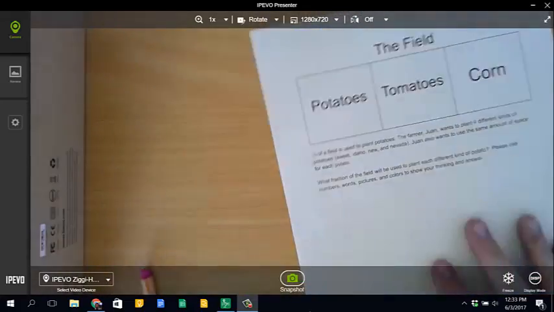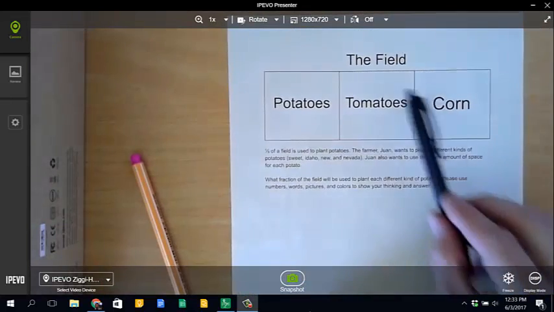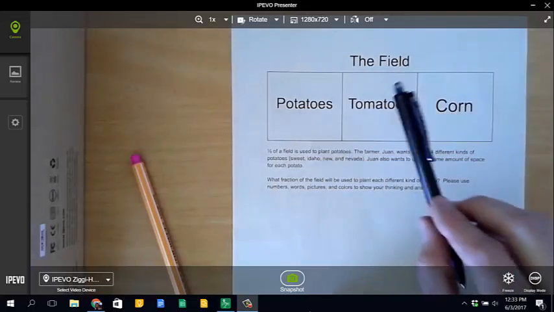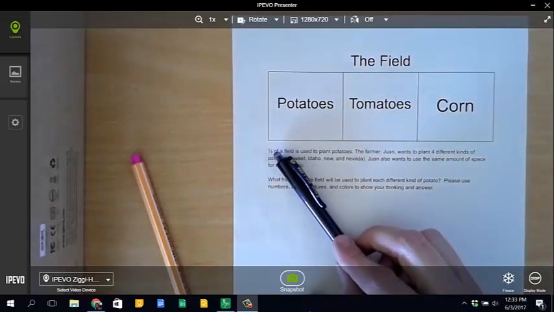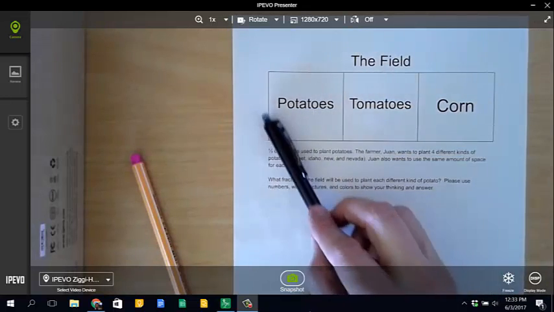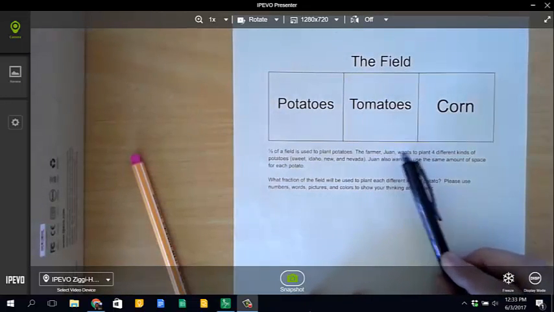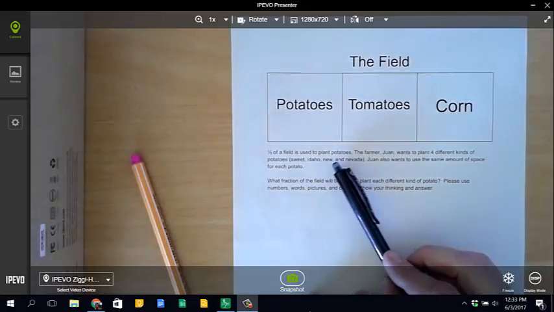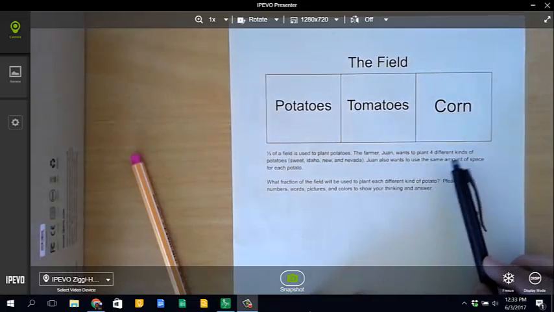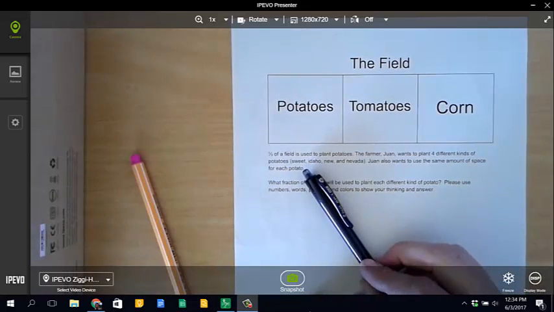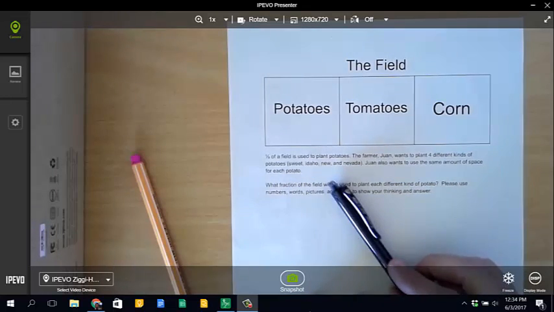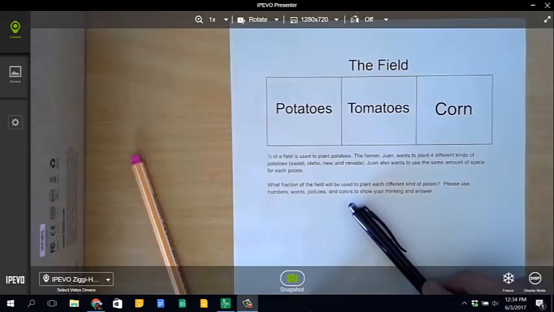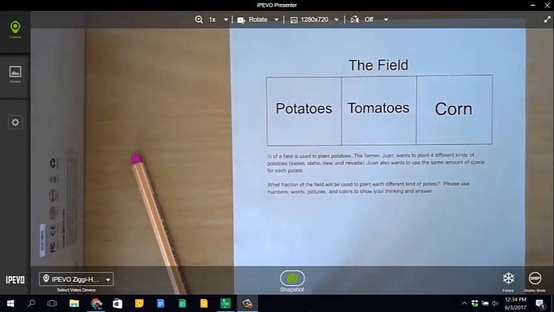And then finally on the back we have the field. So this is a field. It's cut into 3 thirds. They're planting potatoes, tomatoes, and corn in the third. 1/3 of the field is used to plant potatoes. The farmer Juan wants to plant 4 different kinds of potatoes. He wants to plant sweet, Idaho, new, and Nevada. Juan also wants to use the same amount of space for each potato, so he wants to keep that space equal. What fraction of the field will be used to plant each different kind of potato? Please use numbers, words, and pictures and colors to show your thinking and answer.